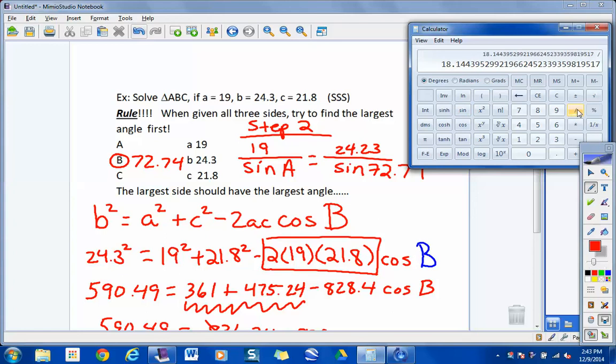24 point... why did I put 2, 3 here? That should be a 24.3, shouldn't it? Because that was our distance. Okay, so make sure you didn't copy it down the way I did. I'll come back and change this in a second, but make sure that's a 24.3 right there. Okay, I've got that right there.